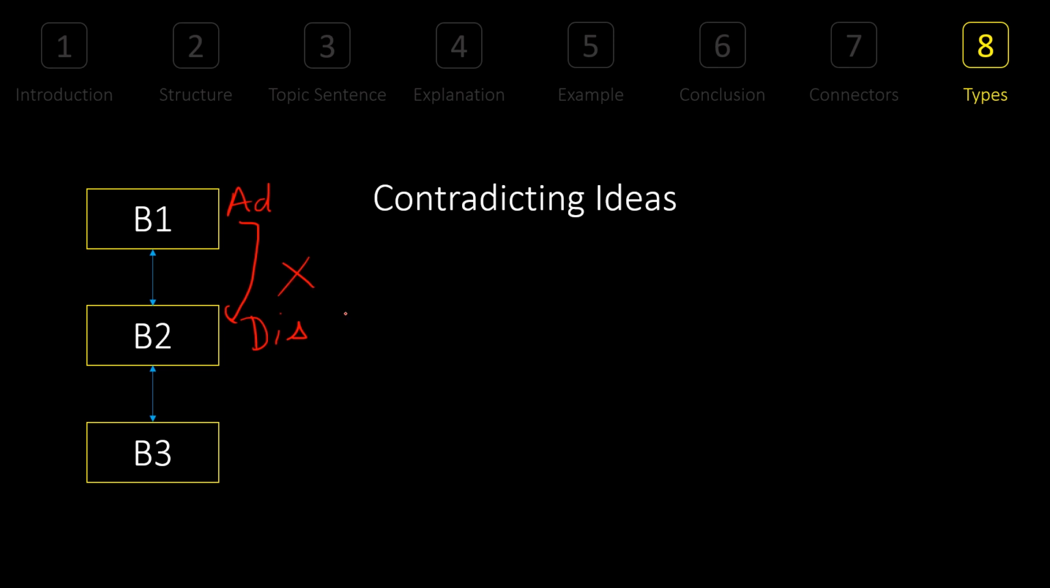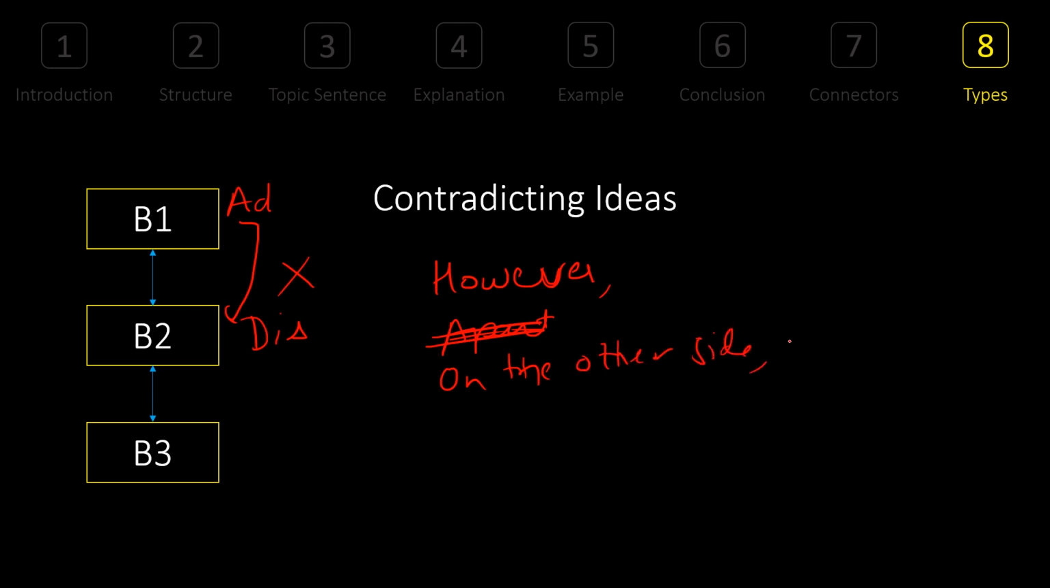In this case, you are supposed to use something else rather than "moreover" and all those. You should use words like "however", or something like "apart from that". No, "apart from that" is used for something else. "On the other side." Right, so this is like showing your perspective on the other side. That means you have one side and you have the other side.